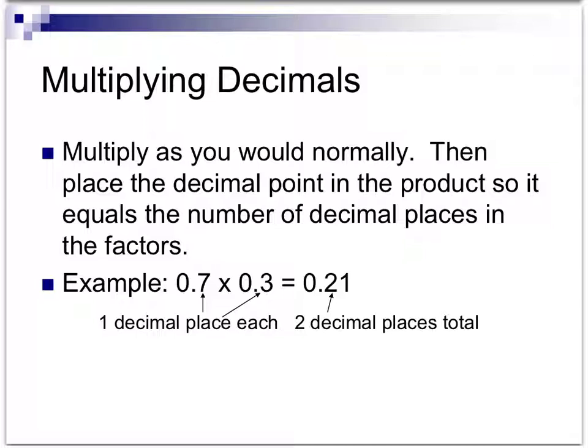So in the example, 7/10 times 3/10 equals 21/100. Notice that I have one decimal place in each of the 0.7 and the 0.3. So those two give you a combination of two total decimal places in my answer. So 7/10 times 3/10 would equal 21/100.